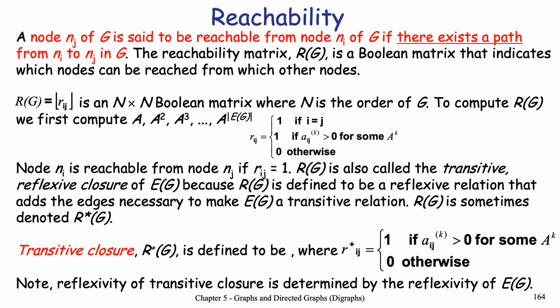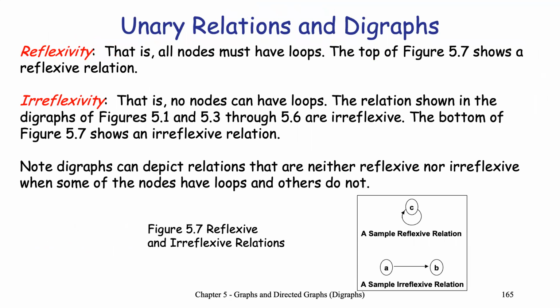And so a node Nj of G is said to be reachable from node Ni if there exists a path from Ni to Nj in G. So it's not right next door, but it may be 2 or 3 things removed before it gets to that point. Some more definitions for unary relationships and digraphs.